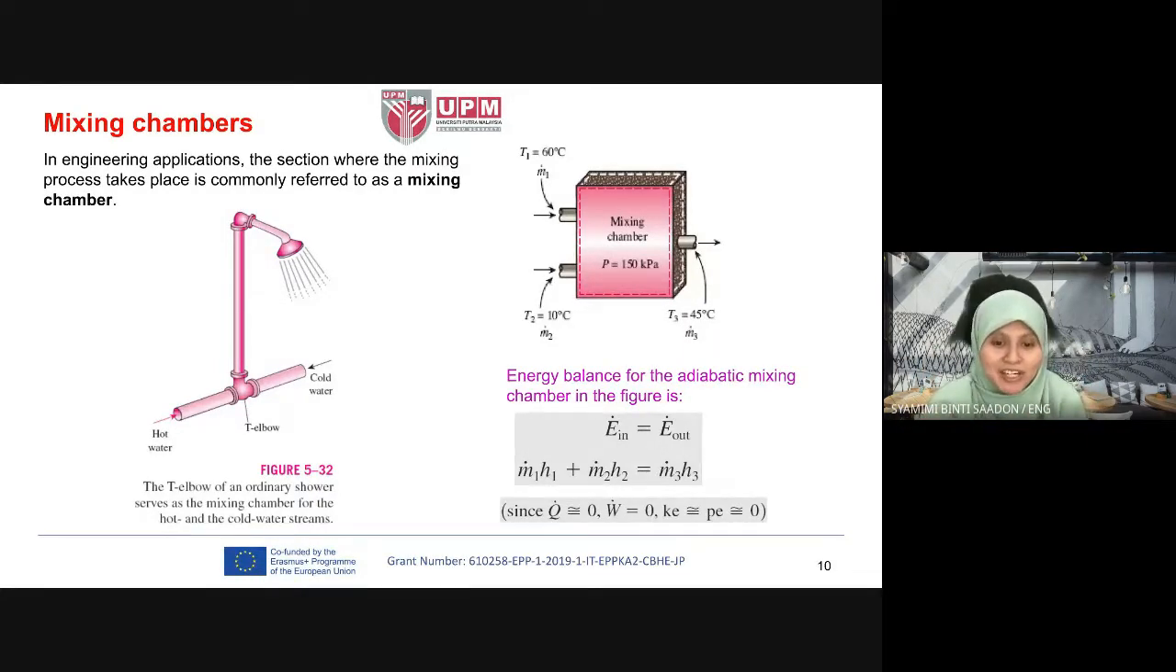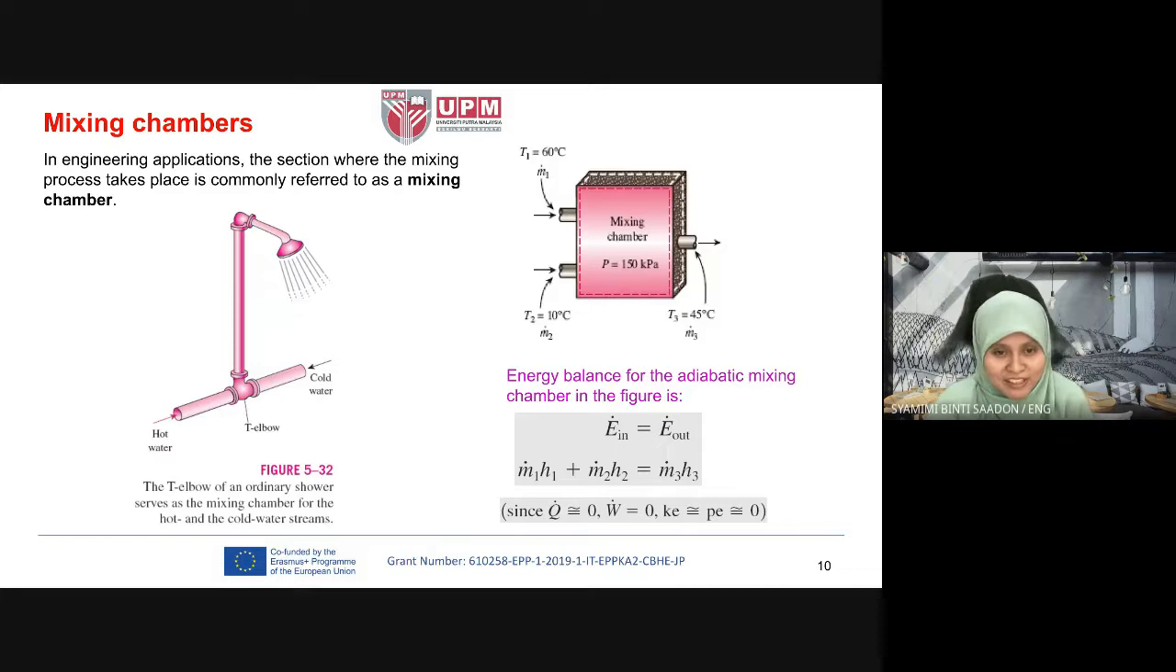Okay, so the energy balance for the adiabatic mixing chamber in the figure is the energy balance on the energy transfer by mass and enthalpy. There is no work input or output, and there is no heat transfer, or it is very negligible. Heat transfer can be negligible, no work output, no kinetic energy, no acceleration or any significant change in velocity, and no change in pressure. Potential energy we can assume is negligible.